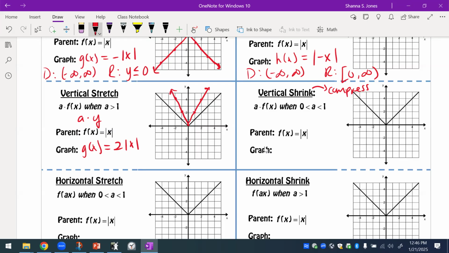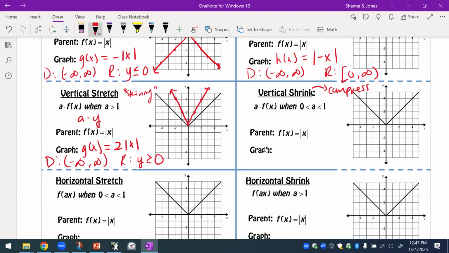Okay. All right. So when you have a vertical stretch, it's going to make your graph skinny. Think about your graph is now working out more. I'm going to double my workout, right? Okay. I'm going to double my runs. So it's going to get skinny. All right. Your domain again is not changing. Negative infinity to positive infinity. Did my range change? No. My y's are still greater than or equal to 0.